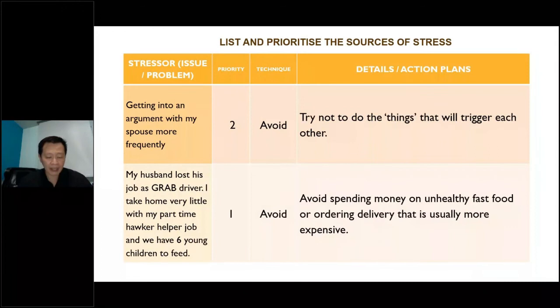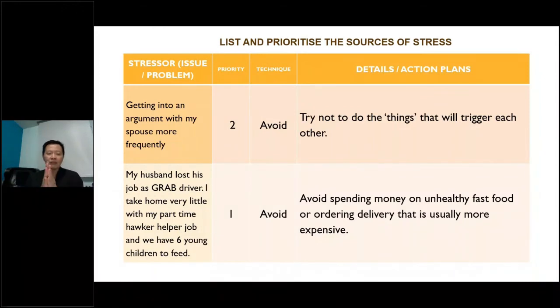Looking back at our example, we have now handled 1 and 2. So on the part of the stress of getting into arguments with my spouse more frequently, let's say you have chosen avoiding as a technique. I'm not saying that this is the best technique. Then maybe the action plan is you really have to try not to do the things that will trigger one another. You know exactly what you say and do that will really make your spouse upset. Don't do it. Don't say those things.